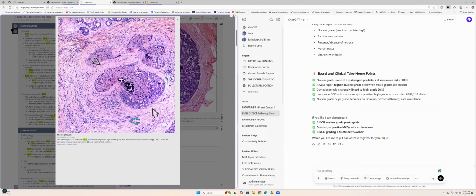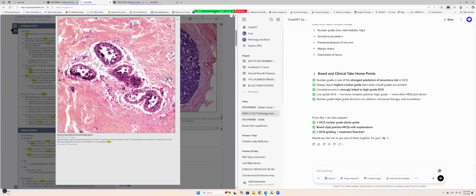The LCIS and the associated invasive lobular carcinoma are negative for E-cadherin. The LCIS are negative for E-cadherin. Let's see.